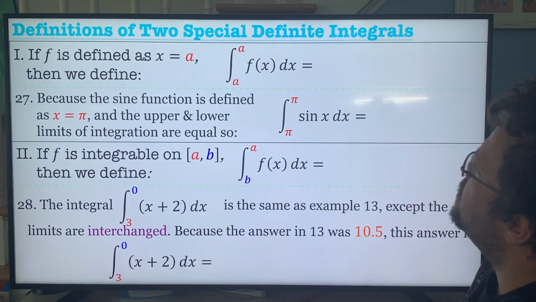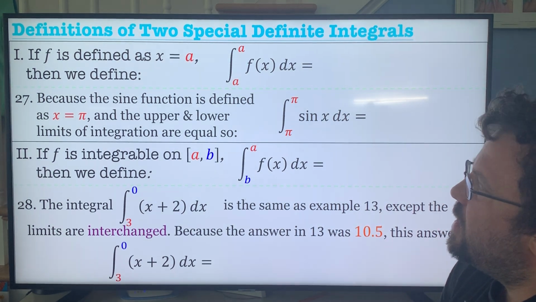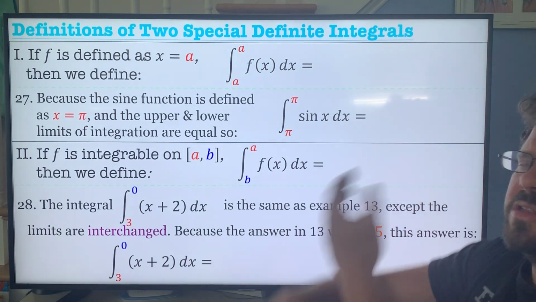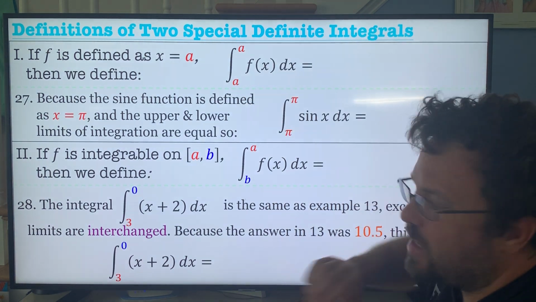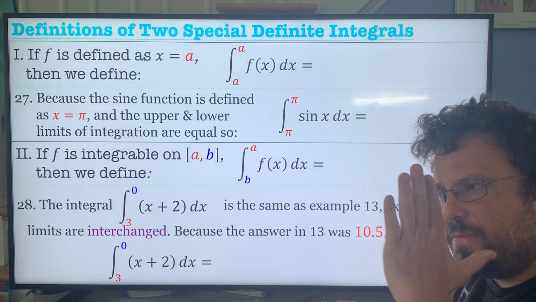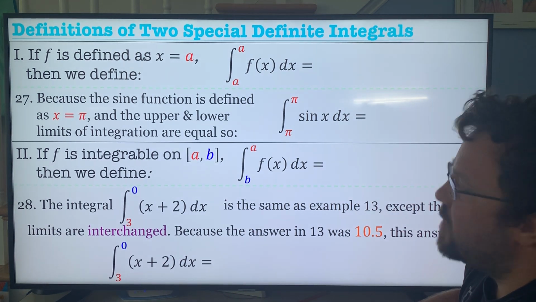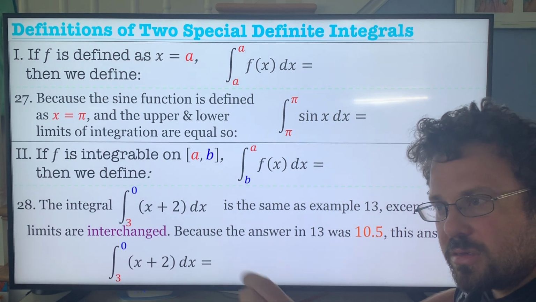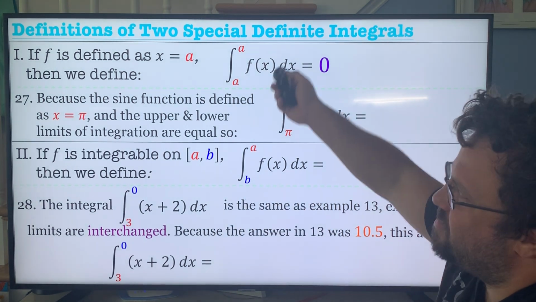Definitions of two special definite integrals. So, if f is defined at x equals a, then we define, we're just switching up the whole lesson here, so you know. All right, so if you're going from a to a, what do you notice about the a's? They're the same. So if you're going from the same point to the same point, what do you think the answer is? You're not moving. So what's the area under something that doesn't move? 0. Really should never happen.